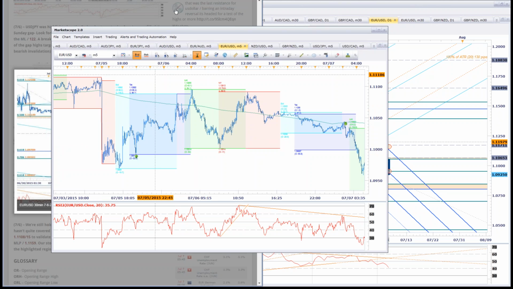There's nothing that's completely static in trading, guys, right? I always like to say every trade needs to be taken on its own merits. But I hope that gives you some clarity.